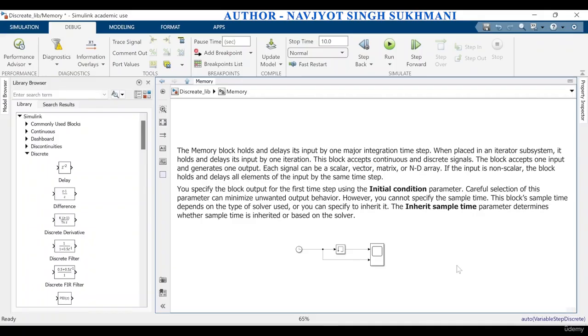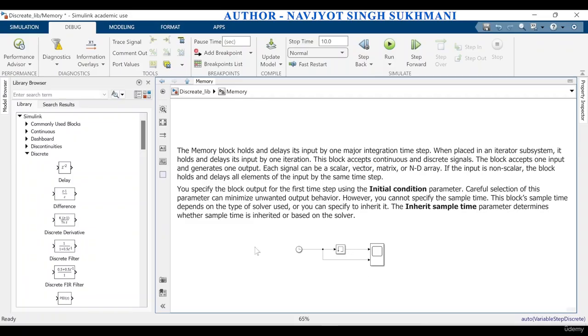Careful selection of these parameters can minimize unwanted output behavior. However, we cannot specify the sample time. This block's sample time depends on the type of solver used, or we can specify to inherit it. The inherit sample time parameter determines whether the sample time is inherited or based upon the solver selections.